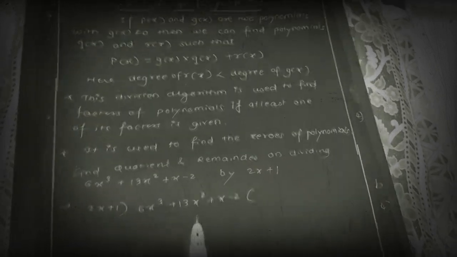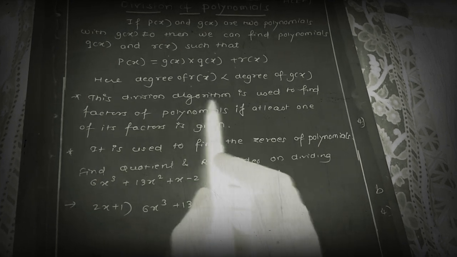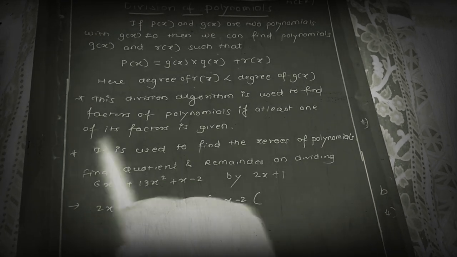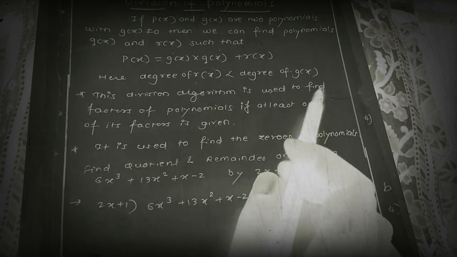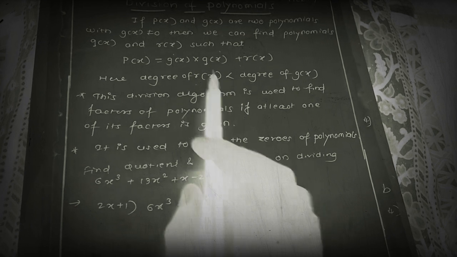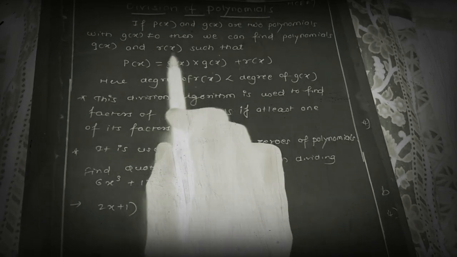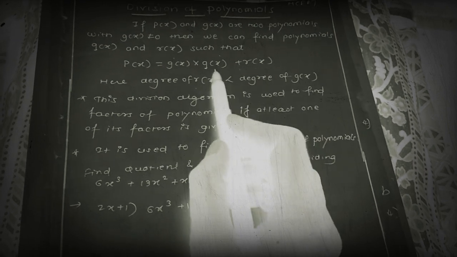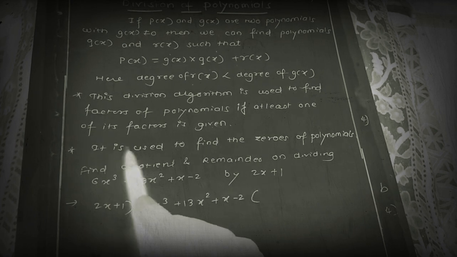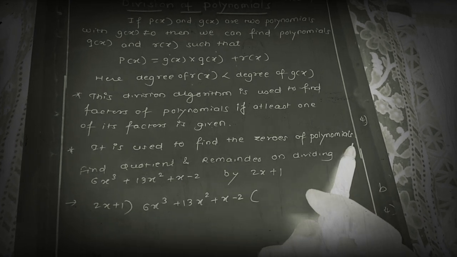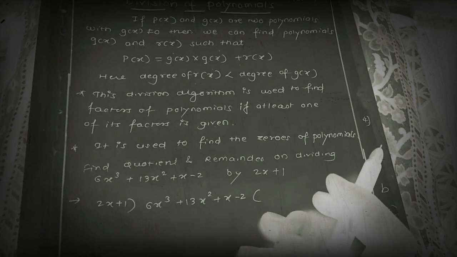Where are we going to use this division algorithm? It is used to find the factors of polynomials. Remember, if a polynomial and at least one of its factors are given, the polynomial becomes the dividend and the given factor becomes the divisor. The quotient will give you the remaining factors. It is also used to find the zeros of a polynomial, as once we get the factors, we can find the zeros of the given polynomial.